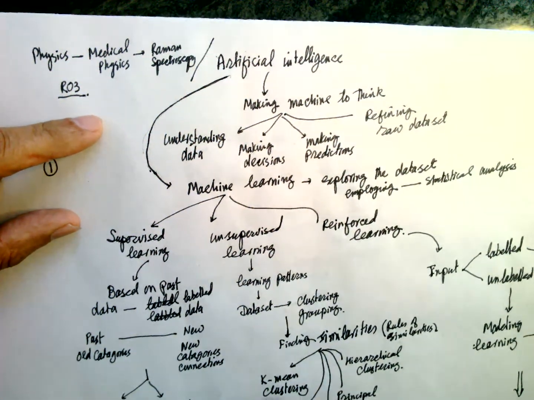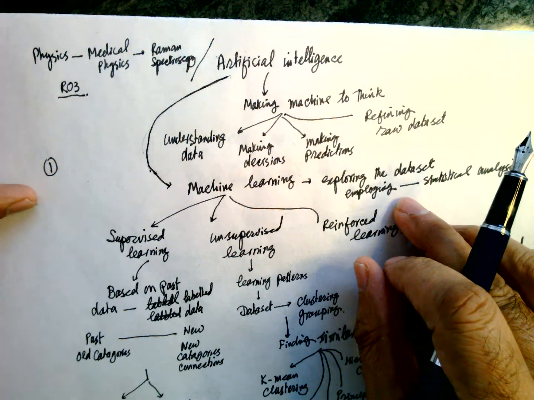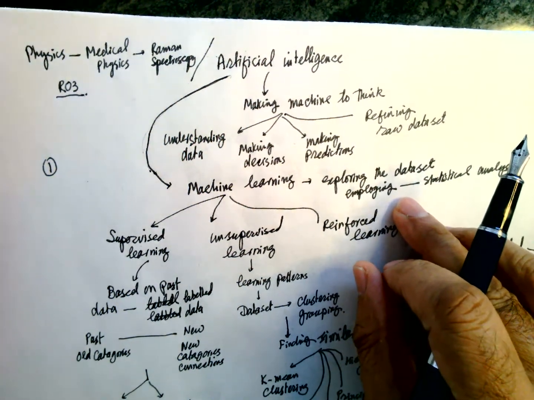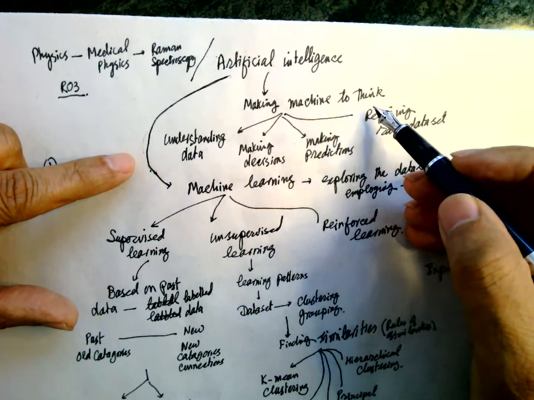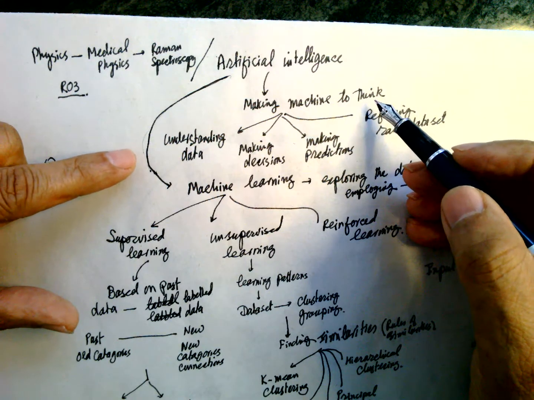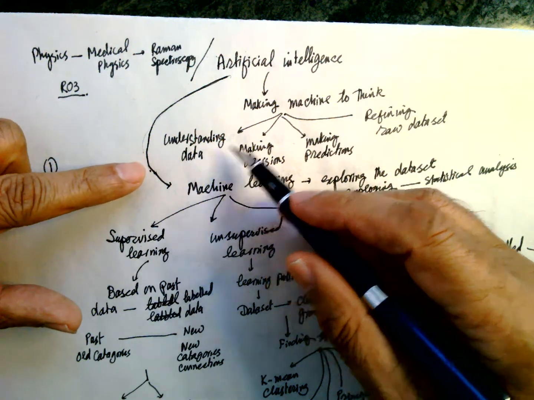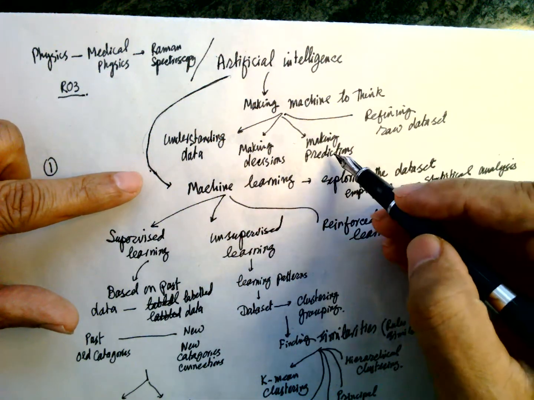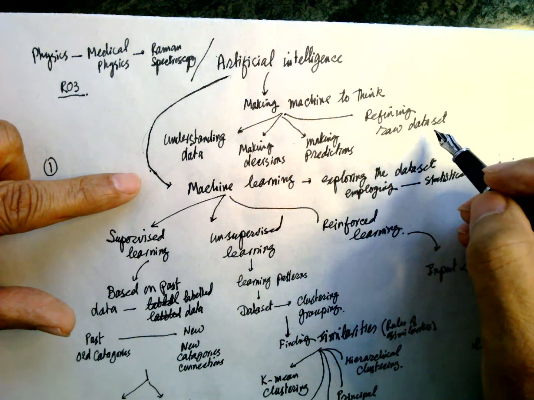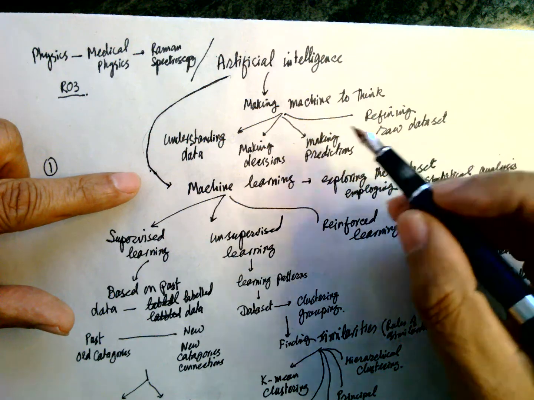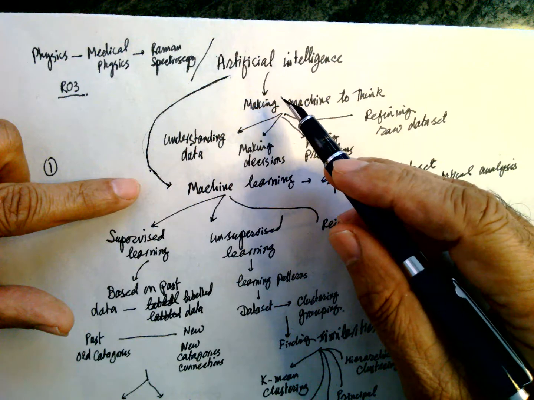Today, we're going to discuss artificial intelligence, machine learning, and other aspects of data science. Artificial intelligence is making machines think. This is the purpose of artificial intelligence. The machine is capable of understanding data, making decisions, making predictions, and refining raw data into a new data set. Machine learning is a subset of artificial intelligence.